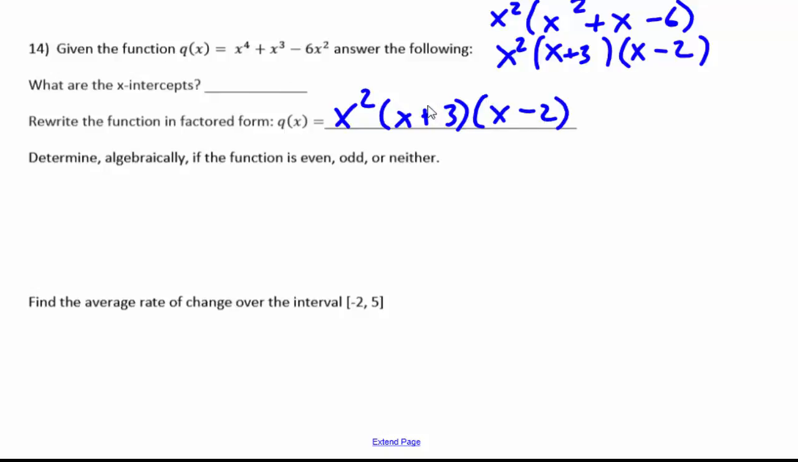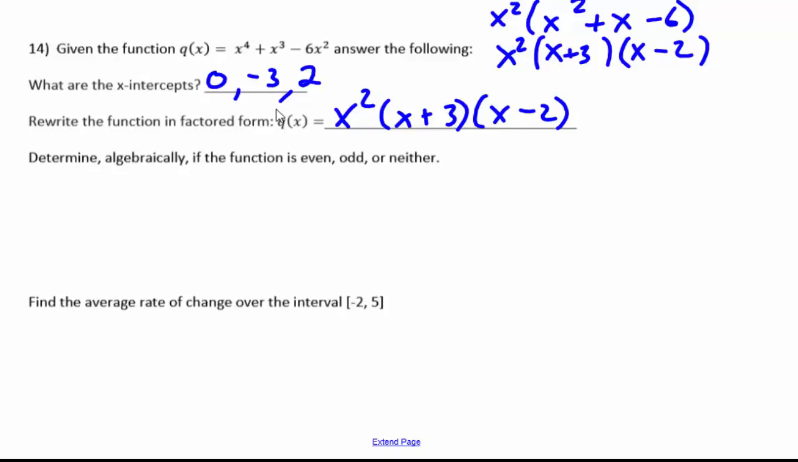So what are the x-intercepts? Well, x squared equals 0 is going to give you a 0. X plus 3 equals 0 is going to give you negative 3. And x minus 2 equals 0 is going to give you positive 2. So those are my x-intercepts. Remember, just set the factors equal to 0.